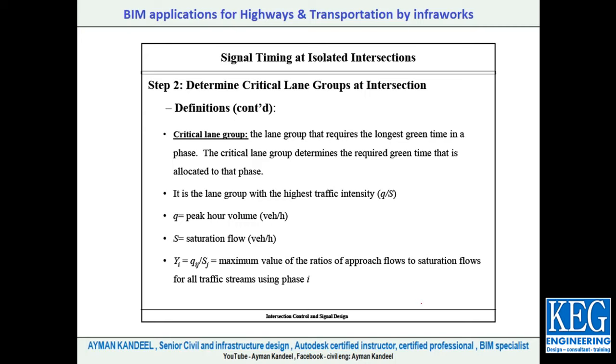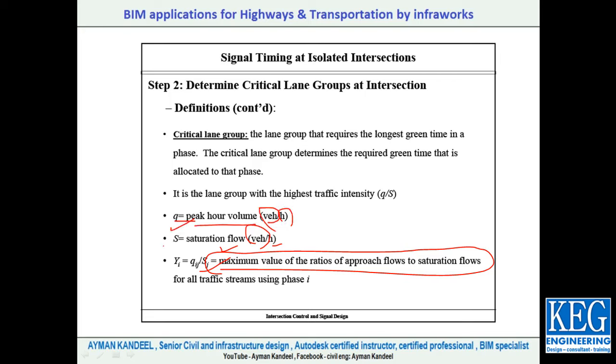In order to calculate this critical lane group, we can take the maximum value of the ratio of approach flow to the saturation flow. S is the saturation flow, vehicles per hour, and Q is the peak hour volume, vehicles per hour. If you divide this one by this one, it will give you the Y, which is the critical lane group.